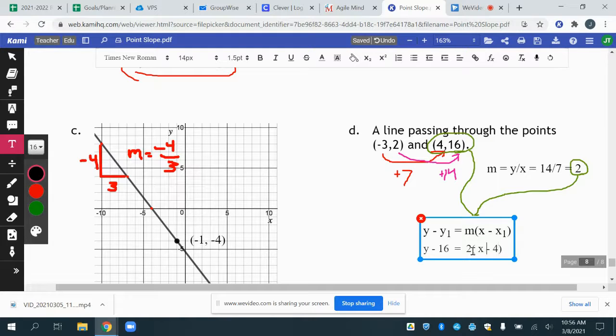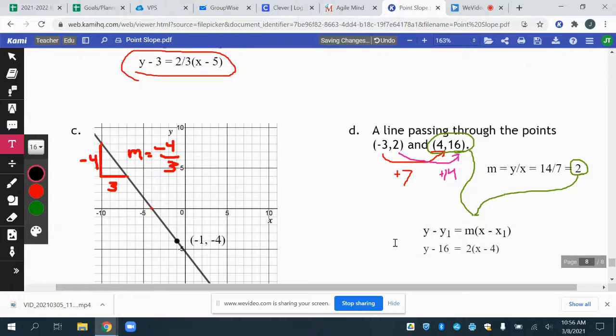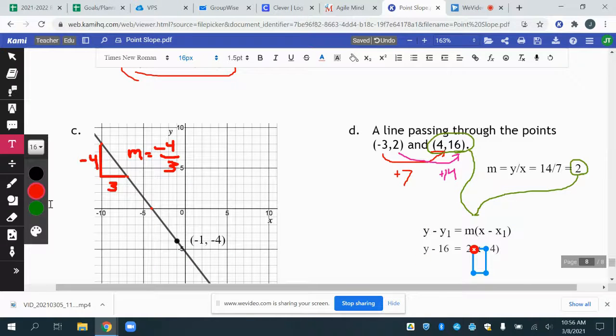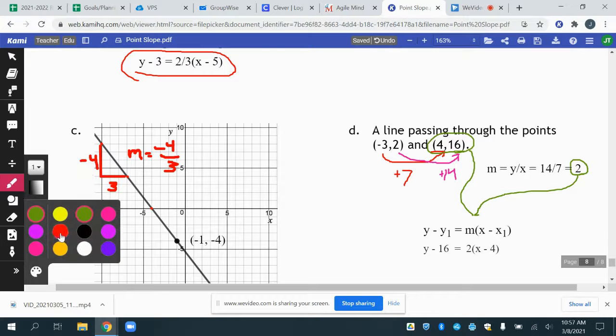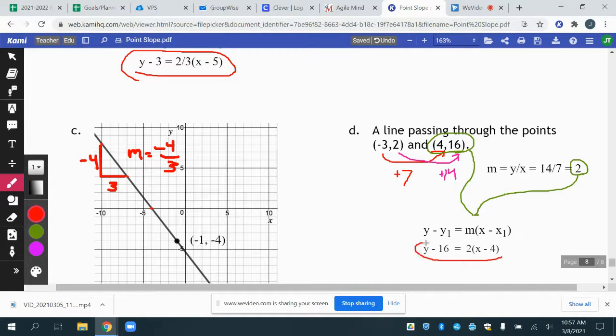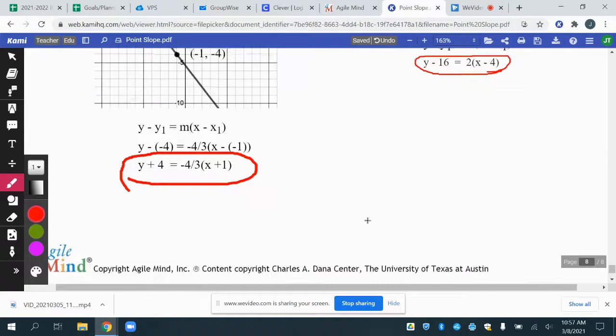So we just did it. That's all you need to do in point slope form is fill in the blanks. Hopefully that makes sense.